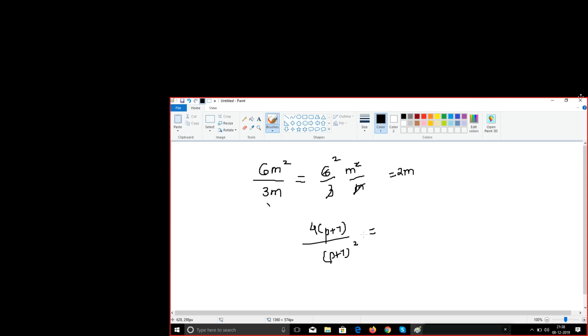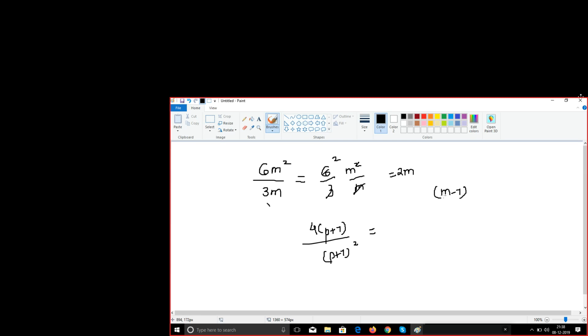I got 4 over p plus 7. Yes, that's correct. So what you have to do, you just have to cancel out the same factors that you can see. So it's not always about getting the letter out. It's about getting the simplest form. Cancel out as much as possible and terminate your cancellation when you can't cancel it further.